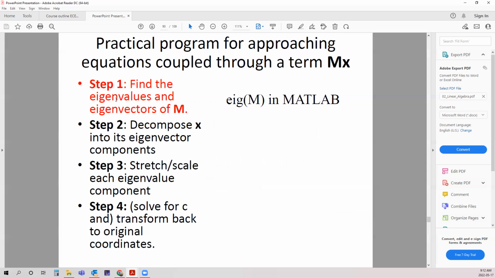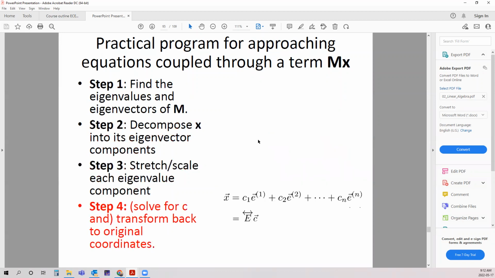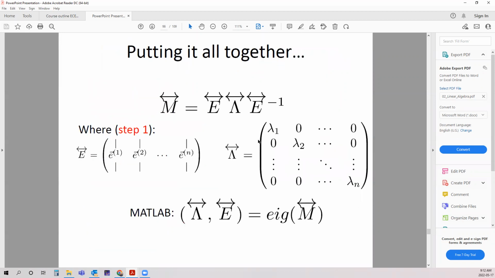Practical procedure for approaching equations coupled through a term Mx. Step 1, find the eigenvalues and eigenvectors of M. Step 2, decompose x into eigenvector components. Stretch or scale each eigenvector component. Solve for c and transform back to original coordinates. eig is the command in MATLAB. Here is the explanation of each step. Putting it all together, it will be like this.